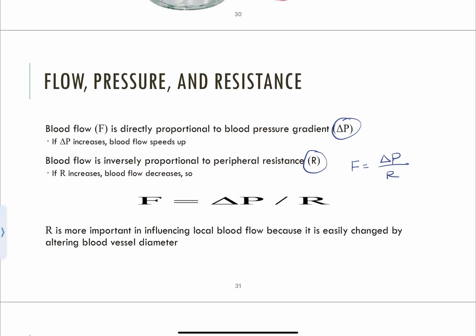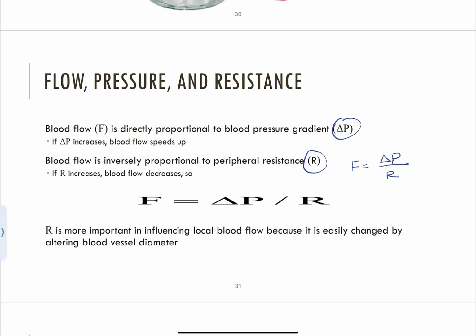Because pressure is on the numerator, that means it is directly proportional to flow. So if we increase pressure, we increase flow. If we decrease pressure, we decrease the flow. The opposite is true if we're talking about resistance, because it's on the denominator, and that means it's inversely proportional to flow. If we increase resistance, it lowers our flow. If we decrease resistance, it's going to increase our flow.